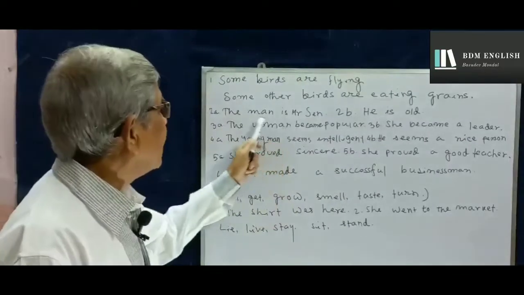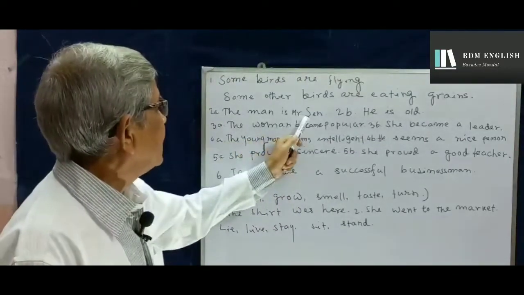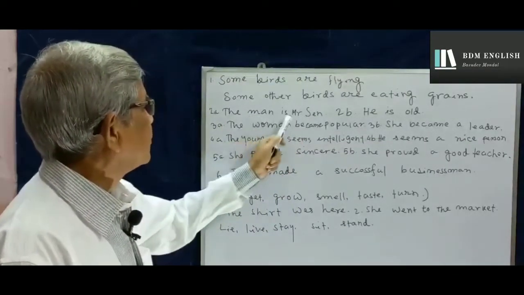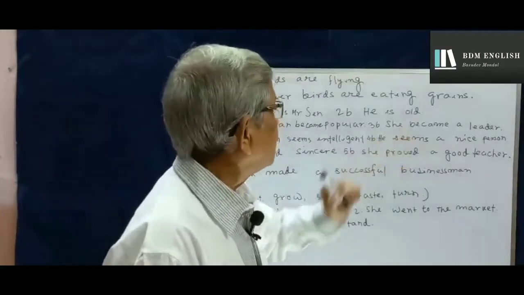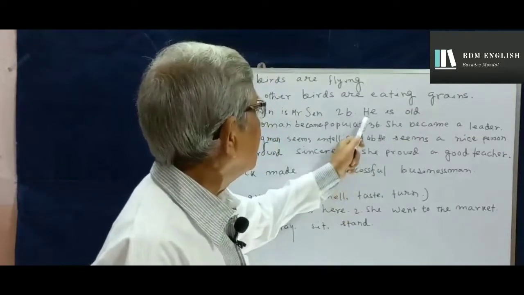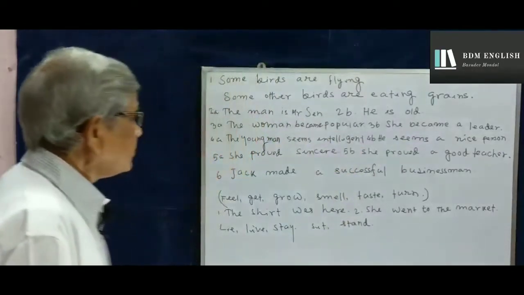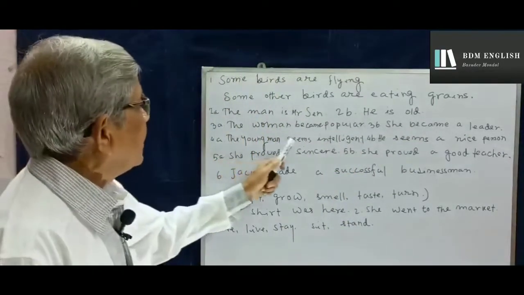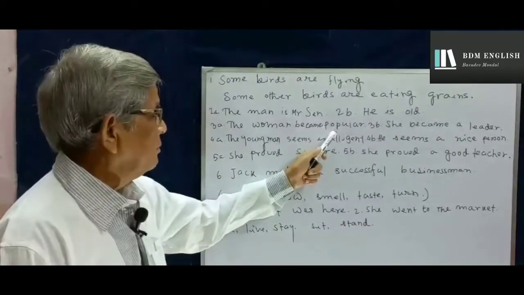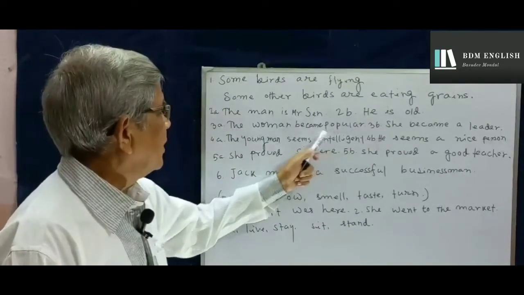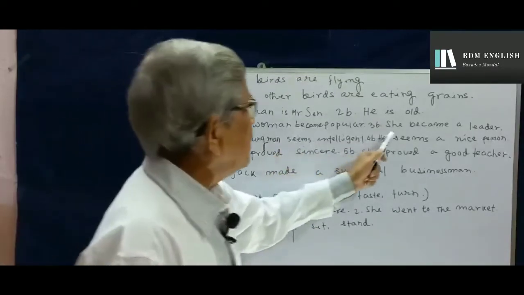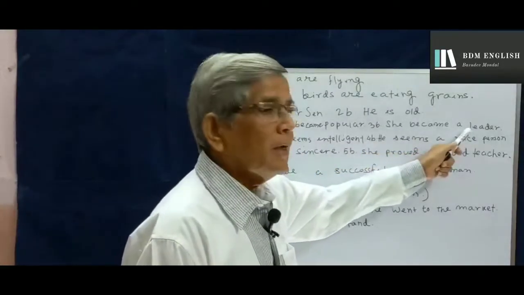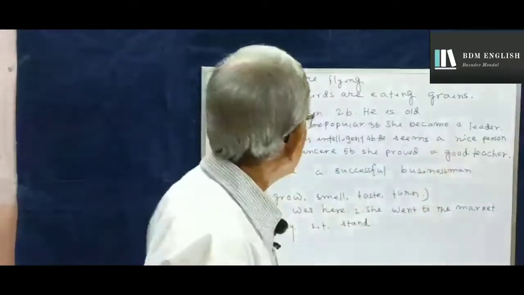This complement describes the noun. Here, Mr. Shen is the man. Mr. Shen describes the noun, the man. And here, the adjective old also describes the pronoun he, that is Mr. Shen. The woman became popular. Popular is an adjective. To become is an intransitive verb. She became a leader. Leader is a noun.